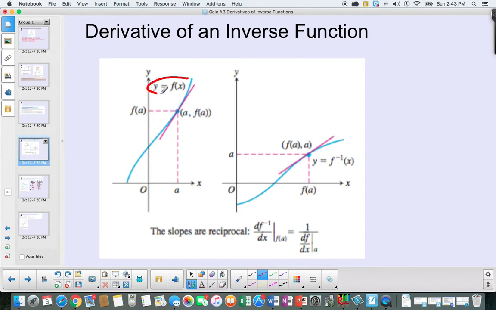Here is y equals f of x. And here's the point (a, f of a), or you could say (a, b). And we can find its derivative, f prime of a. Now over here, this is the inverse, and we can see that the x and y have exchanged, or we could say (b, a). And the slope of the tangent line will be f inverse prime at b, or f of a if you want. So these two will not be equal to each other, they will be reciprocals of each other.